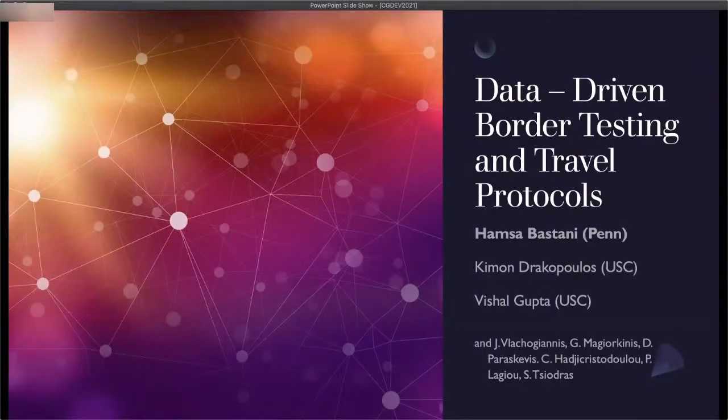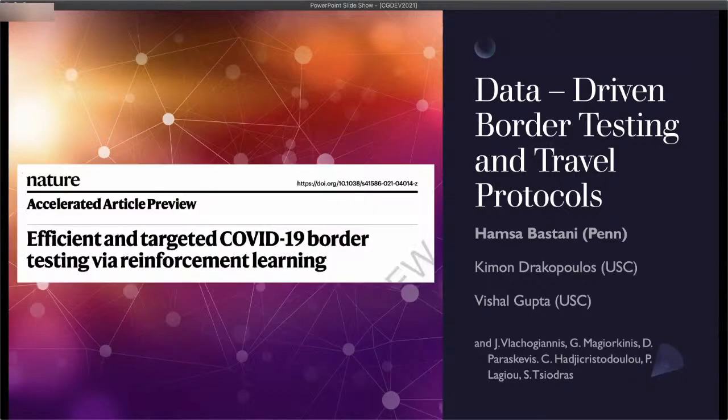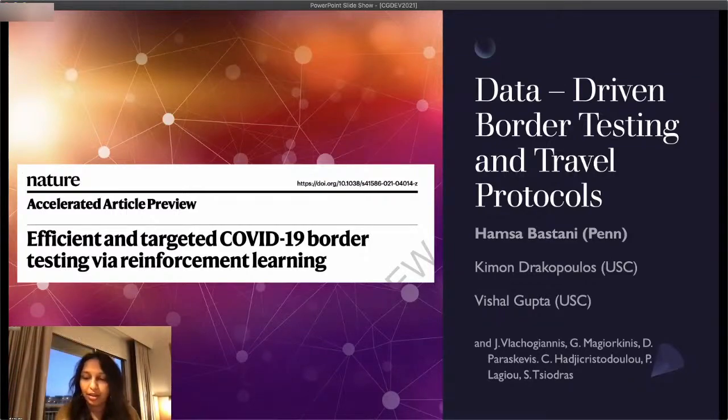Can you see my slides? I'm very excited to talk to you about some work that we did in collaboration with the Greek government, deploying a data-driven COVID-19 border testing tool using reinforcement learning, as well as how we use machine learning to inform travel protocols throughout the summer of 2020. This is joint work with Keynote and Vishal from USC and also the Greek COVID-19 Executive Committee. Like Prashant said, our paper recently appeared in Nature, so I'll only be giving some very high-level highlights now.